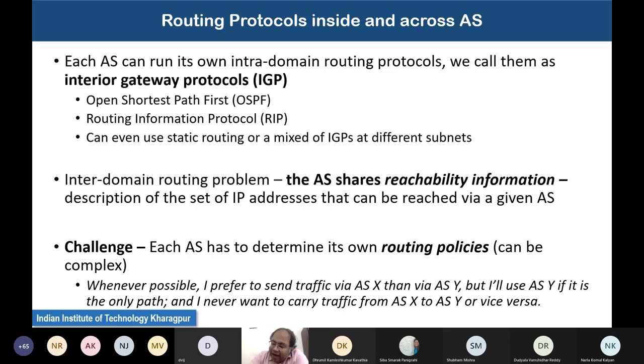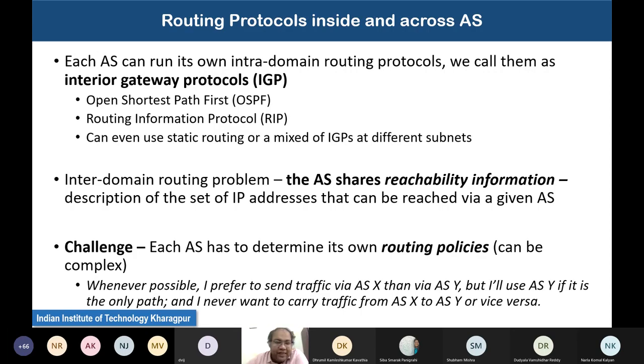Now the challenge here is that each autonomous system has to determine its own routing policies, and the routing policies for an autonomous system might be very complex. For example, a routing policy can be something like this: whenever possible, I prefer to send traffic via ASX than via ASY, but I will use ASY if it is the only path, and I never want to carry traffic from ASX to ASY or vice versa. This kind of complex routing policy can be there. So what does this particular policy mean?